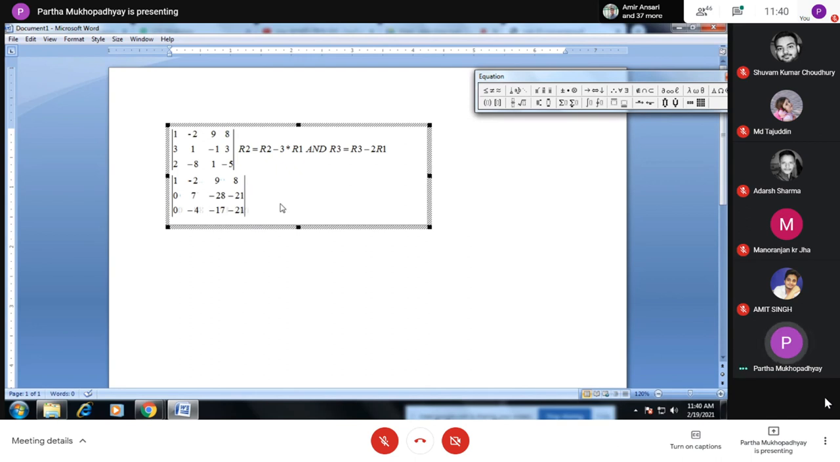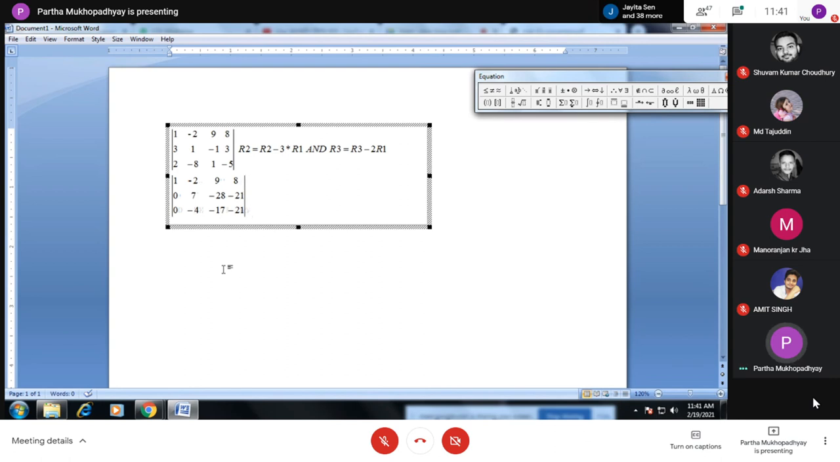Is that okay? First of all, check it. Then I will go further. Is that okay? Yes, sir. Okay. Then the next element should be brought to 0 here. Keeping in mind the row echelon condition, the number of zeros should be increasing. This minus 4 should be made 0 in the next attempt, isn't it?